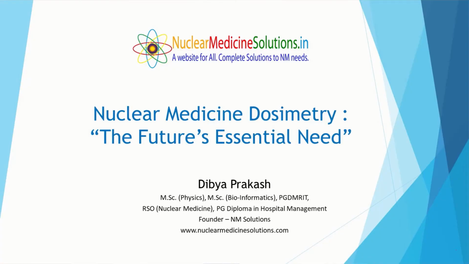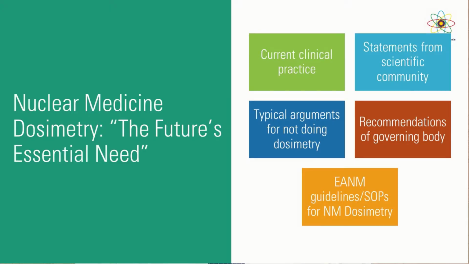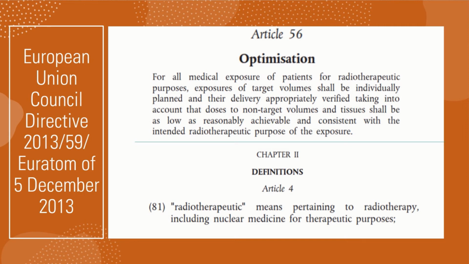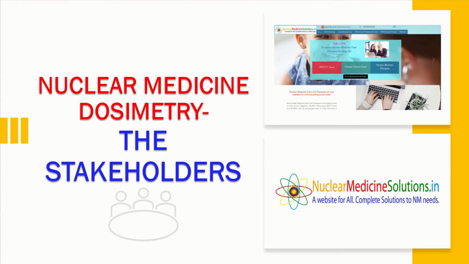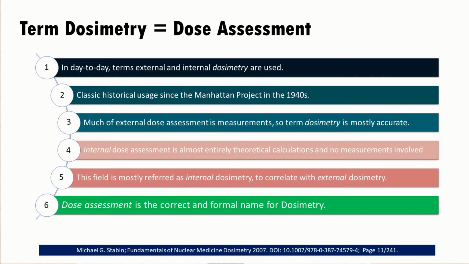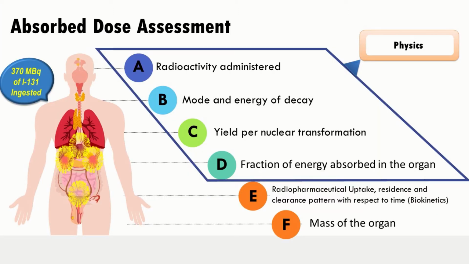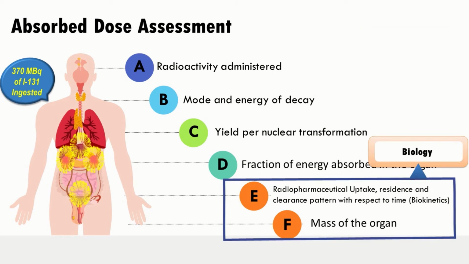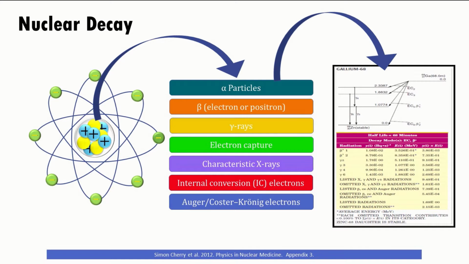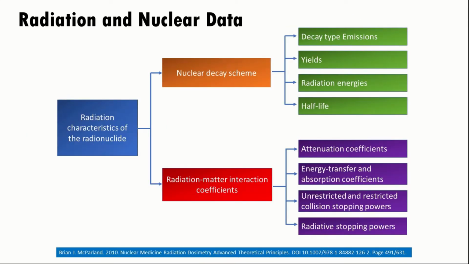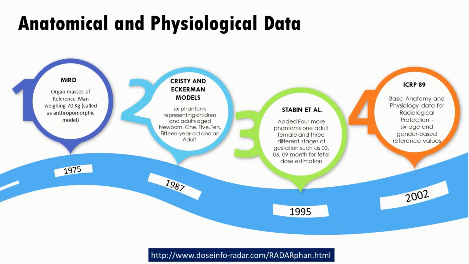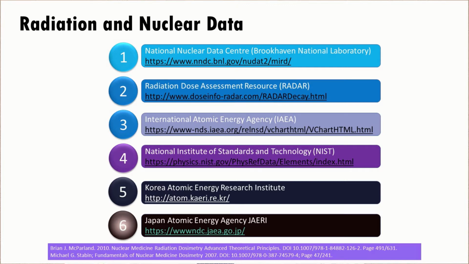In the first video, we saw the current practice of nuclear medicine dosimetry and understood how important this can be in the future. In the second video, we learned about all the components of nuclear medicine dosimetry, and of course, the correct term for this is dose assessment, which is a combination of physics and biology subjects. Along with fine details of the subject, we also learned about the requirement of nuclear as well as anatomical and physiological data and the source from where this data can be obtained.